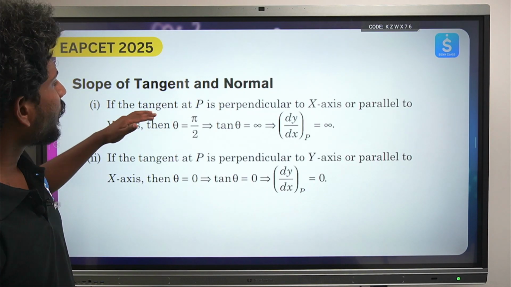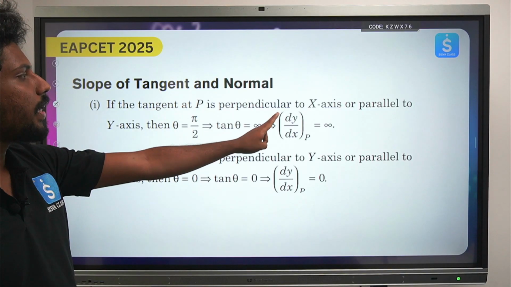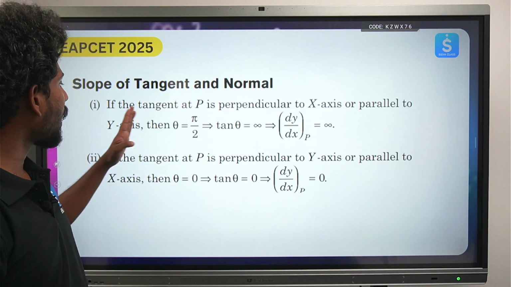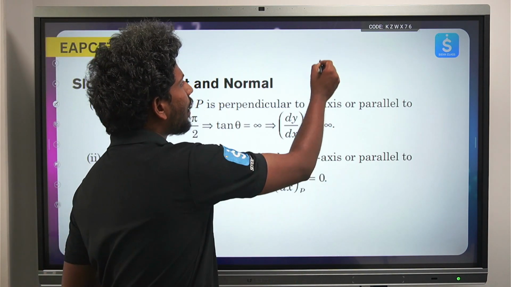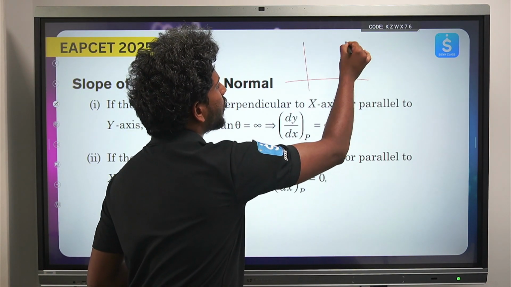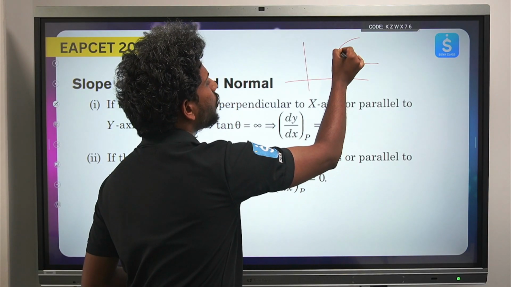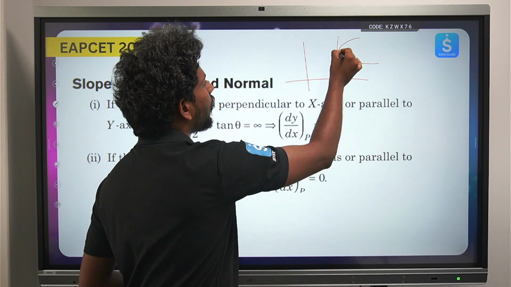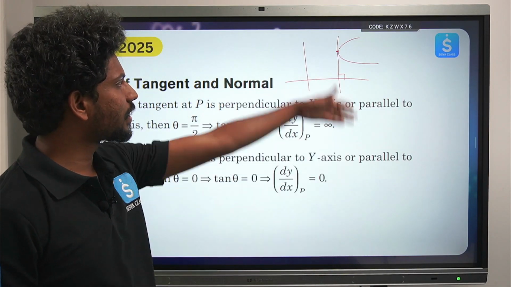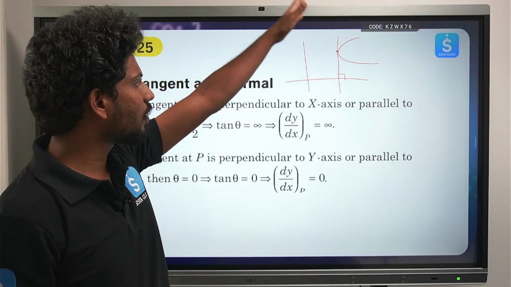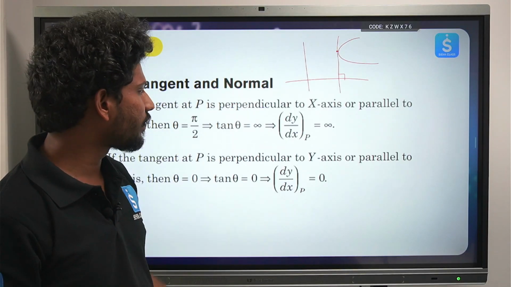Okay, so if a tangent at a point P is perpendicular to the x-axis or parallel to the y-axis, then we already know that, right? If we have some sort of a curve, suppose like this, and you have to draw a tangent at this point of the curve, so this will be tan 90, and in fact it just deflects to infinity. So m is equal to tan 90, so it will be infinity, right?